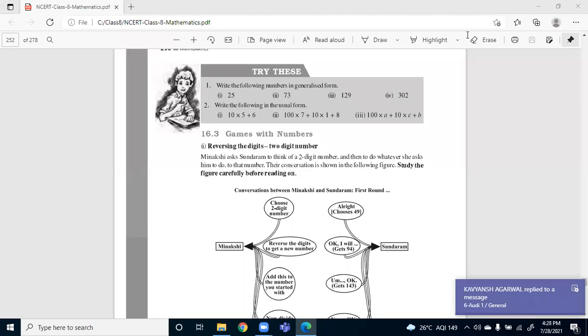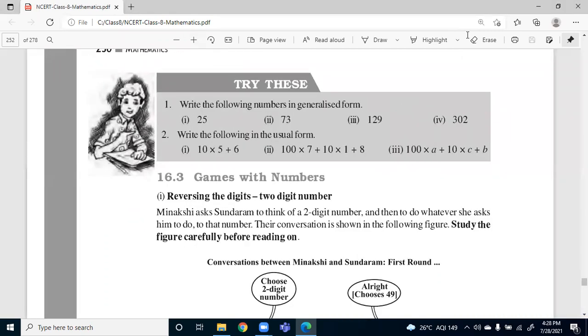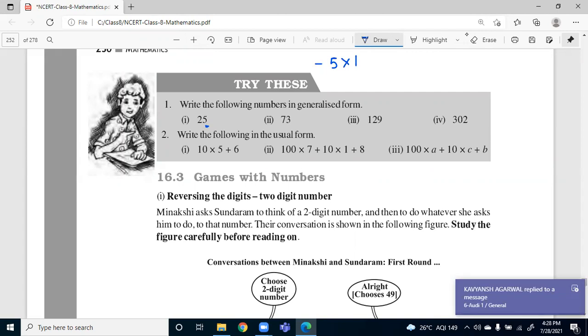Okay, so I'm explaining what we mean by generalized form and what we mean by usual form. If I want to express a number in generalized form, what does it mean? I have to take care of its place value. Like 5 is at 1's place, so I will be multiplying it by 1. And 2 is at 10's place, so I will be multiplying it by 10.